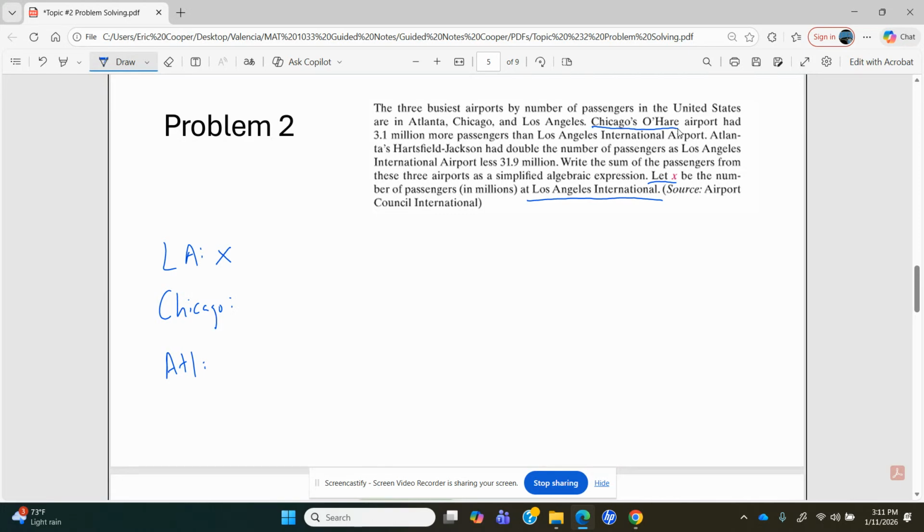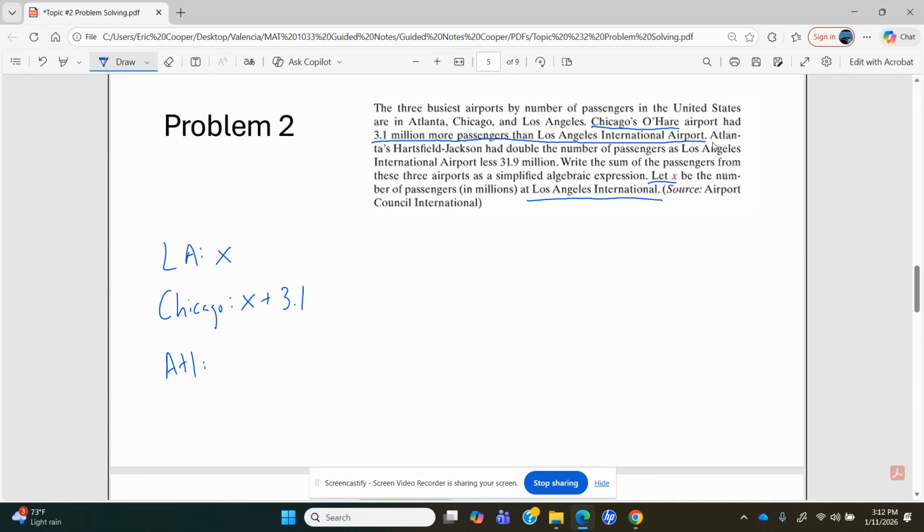They said Chicago O'Hare's Airport had 3.1 million more passengers than Los Angeles International Airport. Again, we don't know how many LA had, we just know that they had X, and we know that Chicago is 3.1 million more than whatever LA was supposed to be. So for Chicago, we would take whatever LA's was, and we would add 3.1 million to it. Now, we don't need to write the million here, we'll just write it as 3.1 to represent it. We're going to do the same for Atlanta.